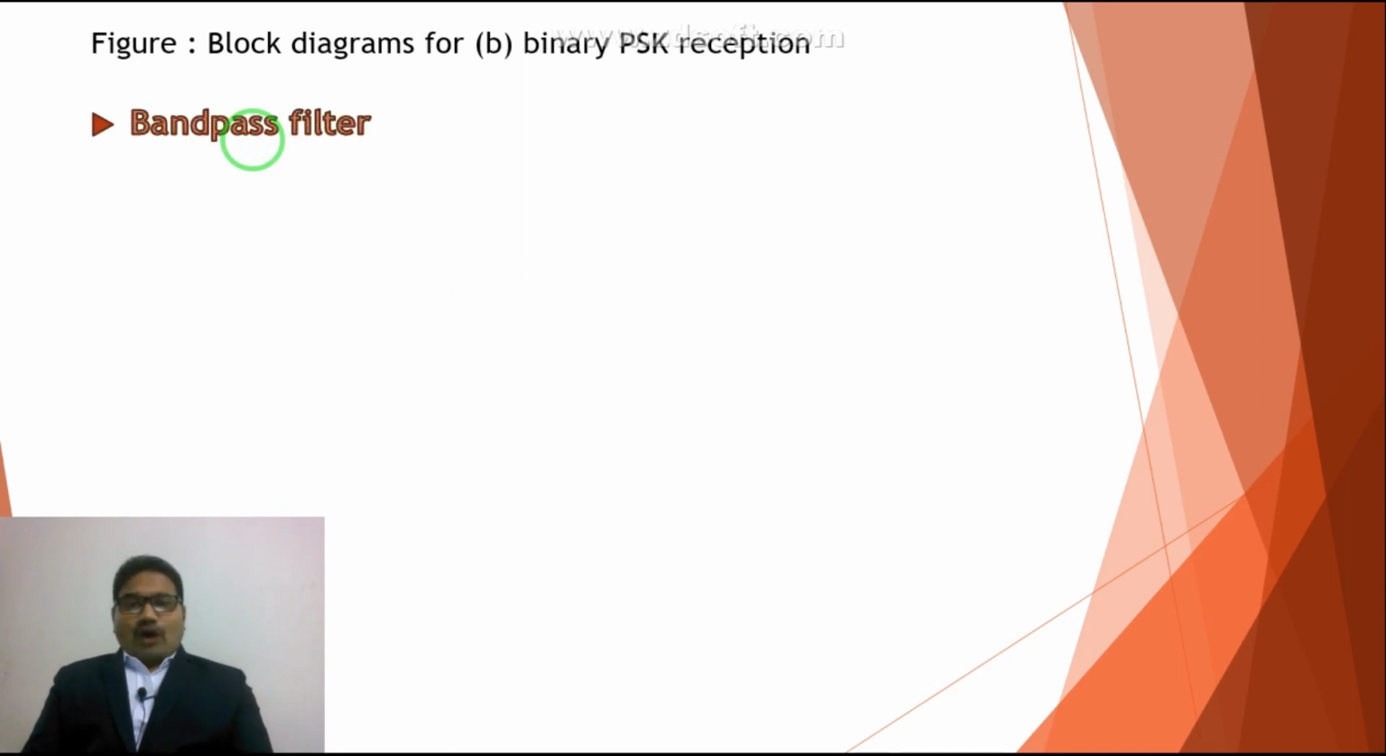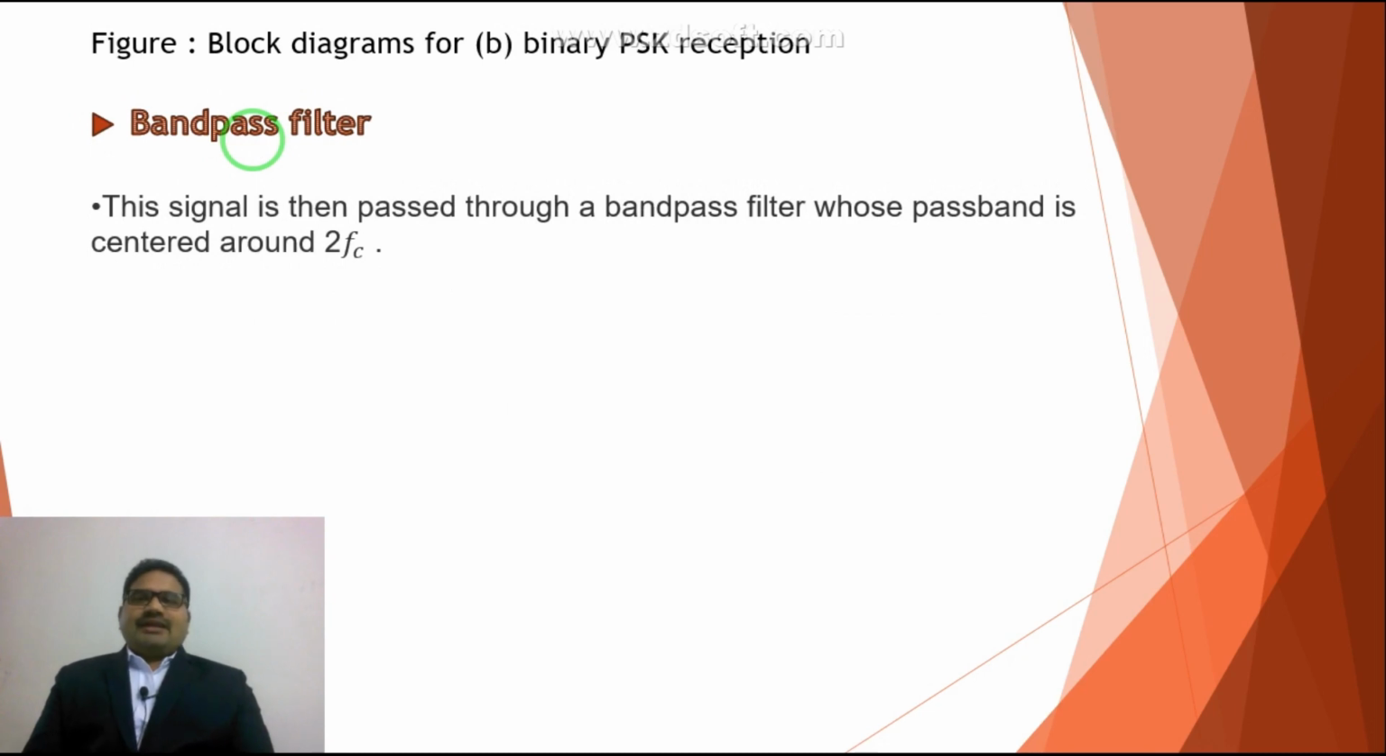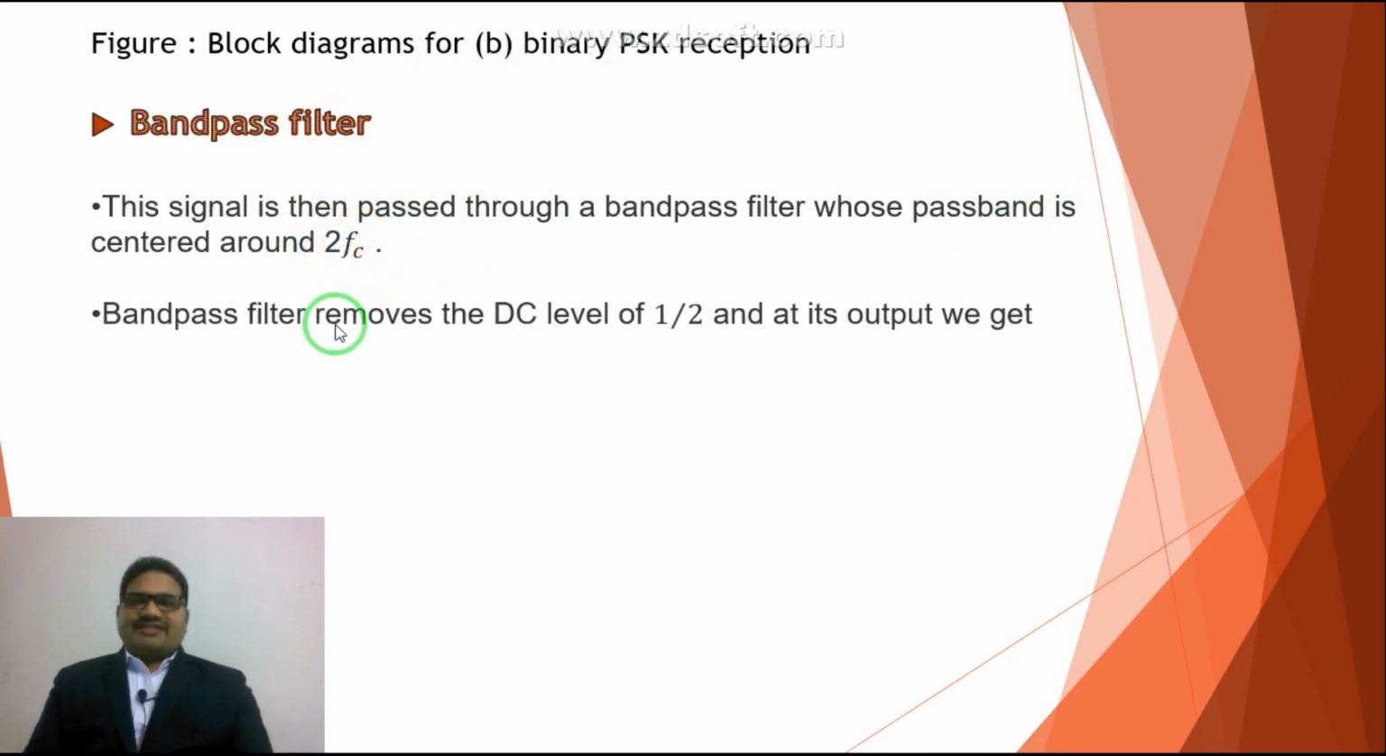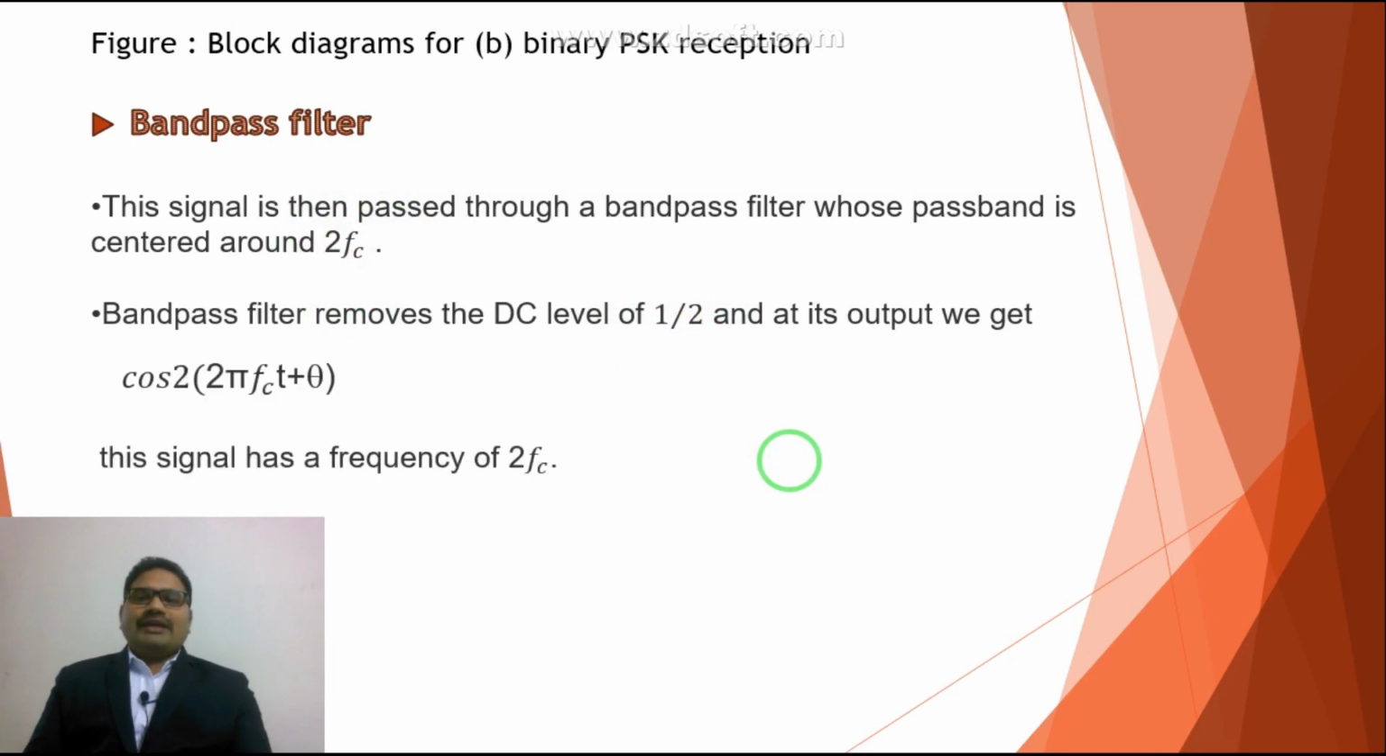Now, the output of the square law device is given to the band pass filter. This band pass filter has its pass band centered around 2fc, and it is going to remove your DC level, that is 1/2. So what would be the output? The output is cos(2 pi fc t plus theta), and this signal has a frequency of 2fc.